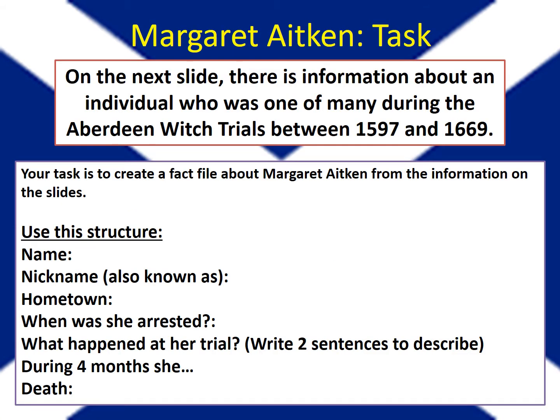Now, Margaret Aitken was a woman who was involved in these witch trials. Now, on the next slide, there's information about an individual who's one of the many during the Aberdeen witch trials, Margaret Aitken. Now, your task is to create a fact file about Margaret Aitken from the information on the following slides. Now, you're looking to include her name, her nickname, which was also known as, her hometown, when she was arrested, what happened at her trial. So try and write down 2 sentences to describe what happened at her trial. So during 4 months, and then her eventual death.